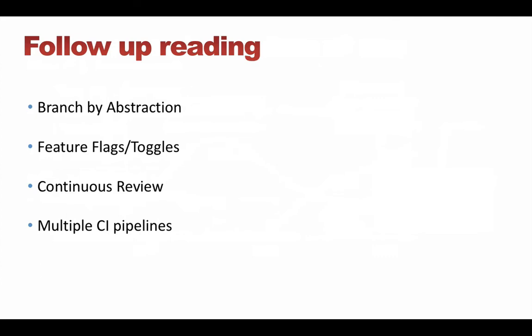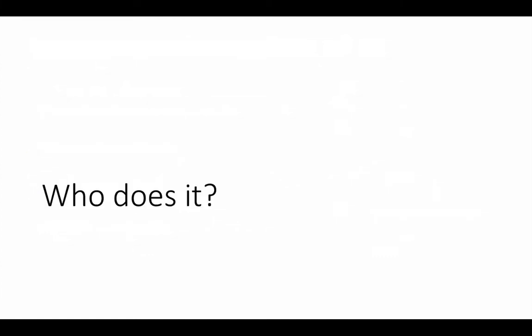There's some follow-up reading. This presentation is more about the economics, but you really want to get into branch abstraction, feature flags or toggles, continuous review, super important, and then multiple CI pipelines, one for each piece of valuable release that could go into production, and possibly also one pipeline for the one that previously went into production, still even on trunk.